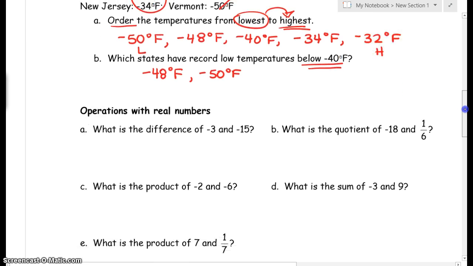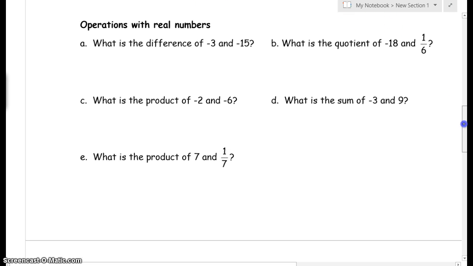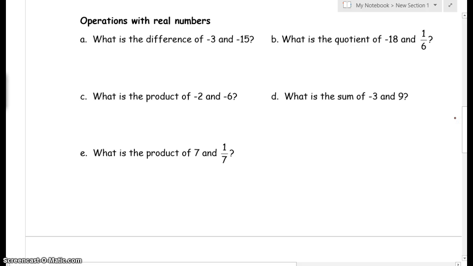All right, let's look at operations with real numbers. Hold on tight. Let's look to see, it says, what is the difference? Now remember that difference means subtraction. So we're going to subtract.